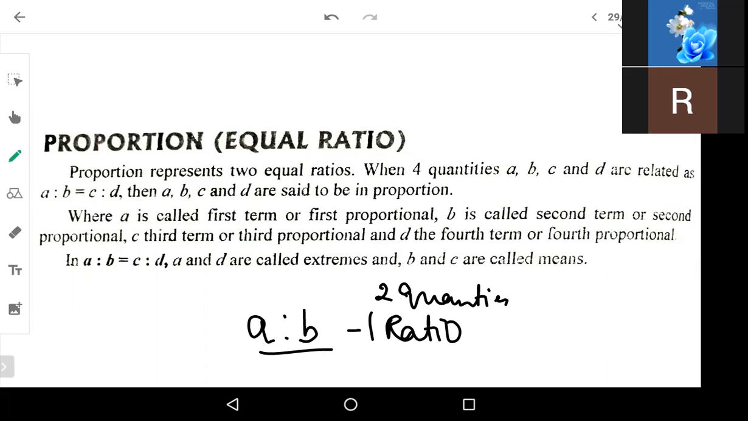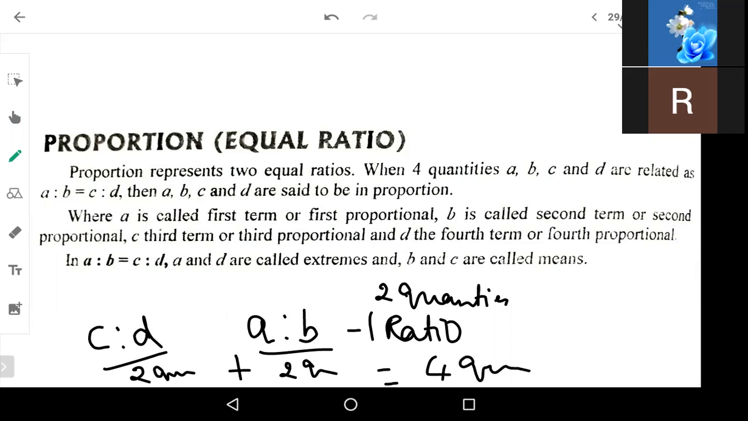Now, suppose we are talking about two ratios, let's say A is to B is one ratio, C is to D is another ratio. So we will have together two quantities of this ratio and two quantities of this ratio. We will have four quantities in total. So in a proportion, usually you will have four quantities, which is nothing but two ratios. Did you understand this basic?